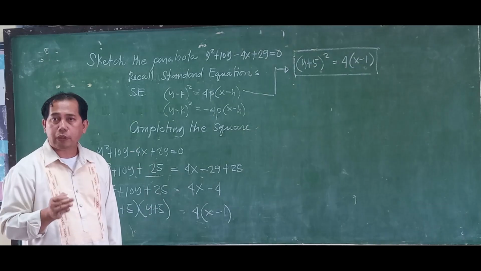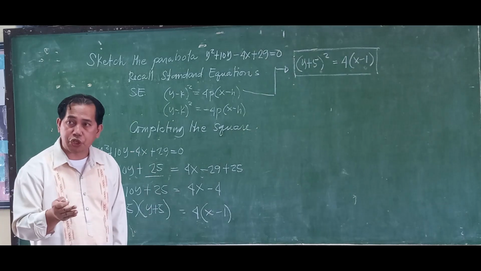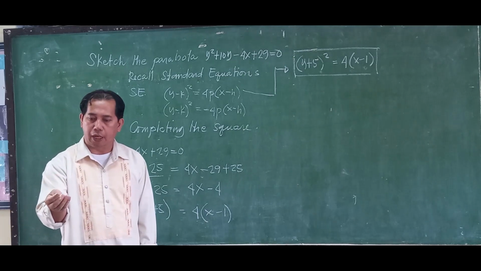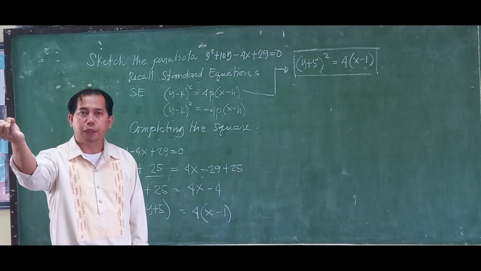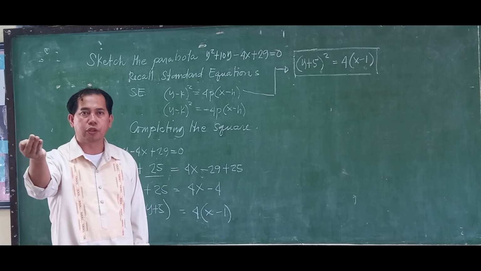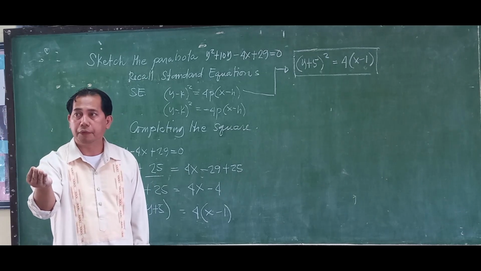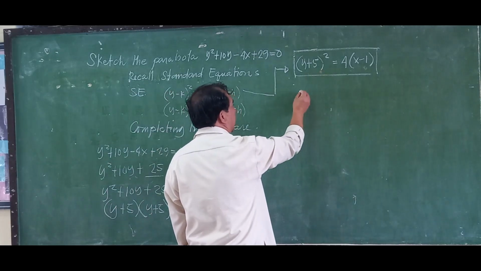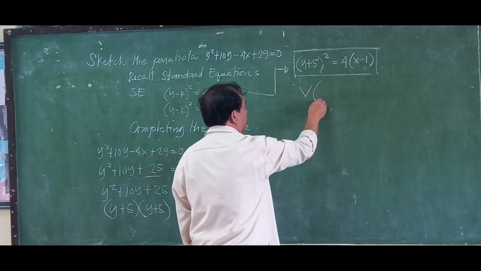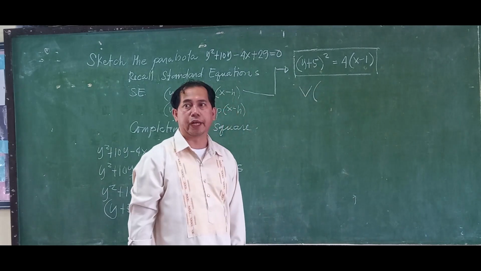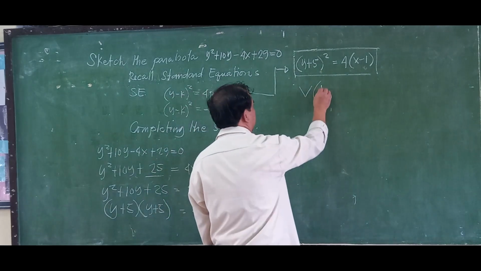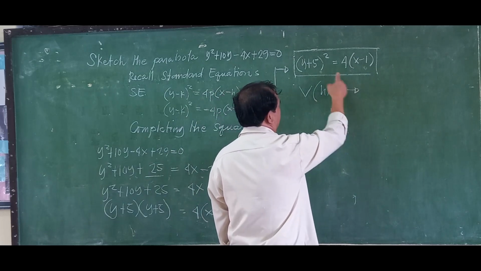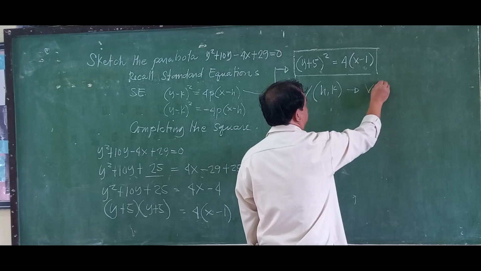Okay? Notice that when we sketch, the very first things that we consider are the following: the opening, the vertex, the focus, the value of P. Right? So meaning, we have now the equation, and thus we can now determine our vertex. Our vertex is the same as H and K. And so, our vertex, according to this one, is what?